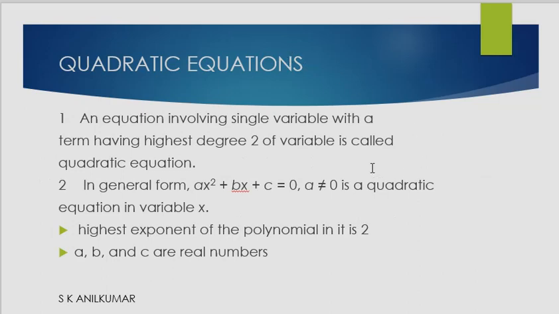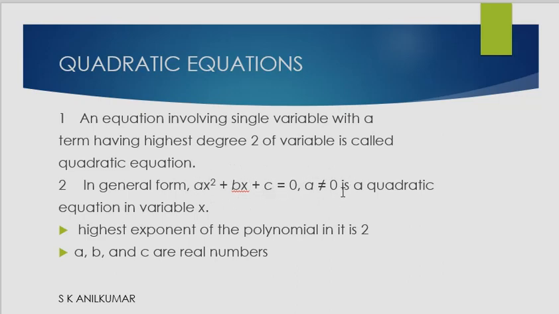What is a quadratic equation? An equation involving a single variable with a term having highest degree of 2. Quadratic means x is to the power of 2. X is the only variable, there is no y, z, etc. Only x is the variable and x has a power of 2, then it is called a quadratic equation. In general, it is written as ax squared plus bx plus c. It is a polynomial of degree 2 with a single variable x.